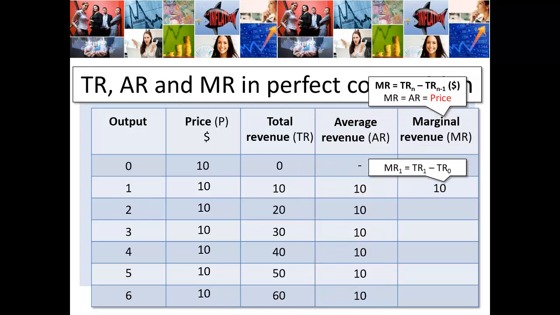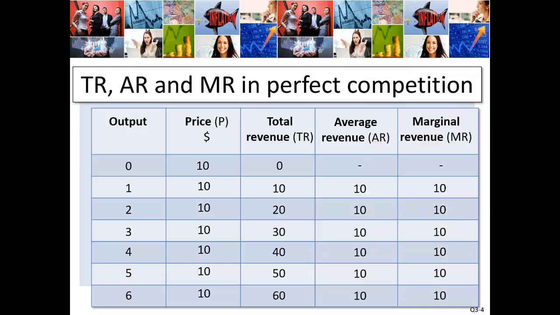Marginal revenue, the change in total revenue from producing and selling 1 extra unit of output. Conveniently, in perfect competition, marginal revenue is the same as average revenue, which is the same as price. So quite a distinctive pattern of total revenue, average revenue, and marginal revenue as a function of output in perfect competition.